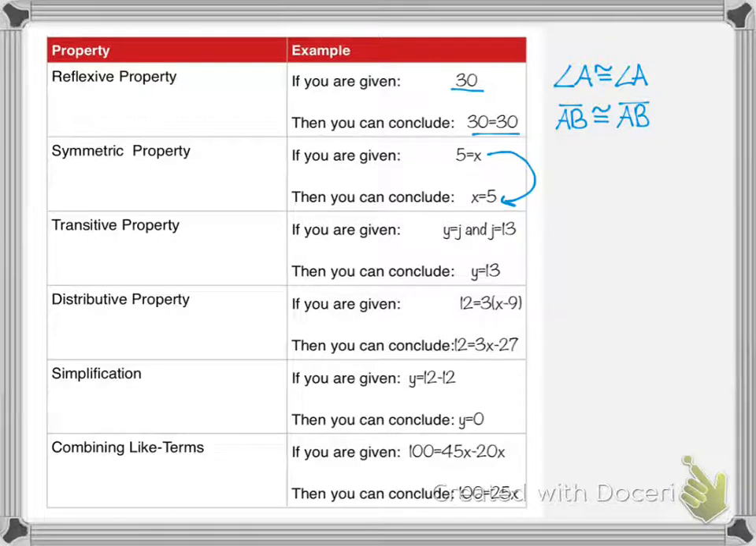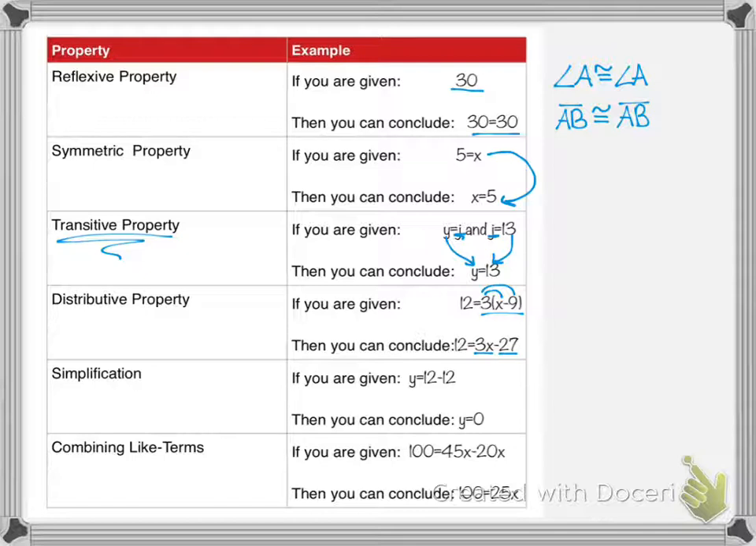The next one is the transitive property. Okay, transitive property says if y equals j, and j equals 13, then I can combine the first and the last and say that y must also equal 13. We'll use that one a bunch. The next is the distributive property. You know what distributive property is. It means that if I have something like this in parentheses, I can distribute the 3 to both terms and come up with 3x minus 27.